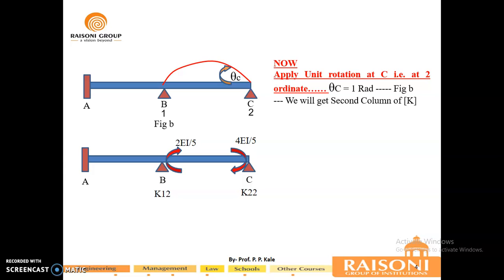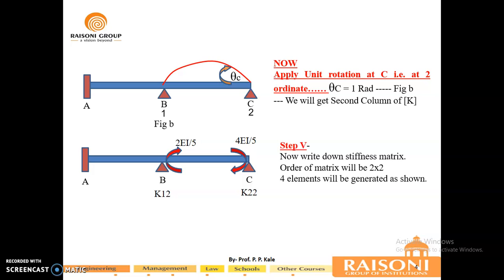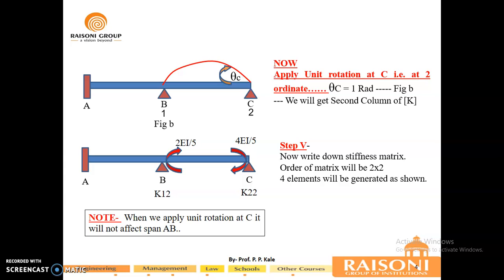Similarly, k22 will represent the force parameter required at 2 due to the unit rotation applied at 2. Since these moments which we are getting are in the direction of the assumed rotational displacement, they will be taken as positive. So now we write down the stiffness matrix. The order of the matrix will be 2 by 2. As I said earlier, 4 elements will be generated. This note is very important.